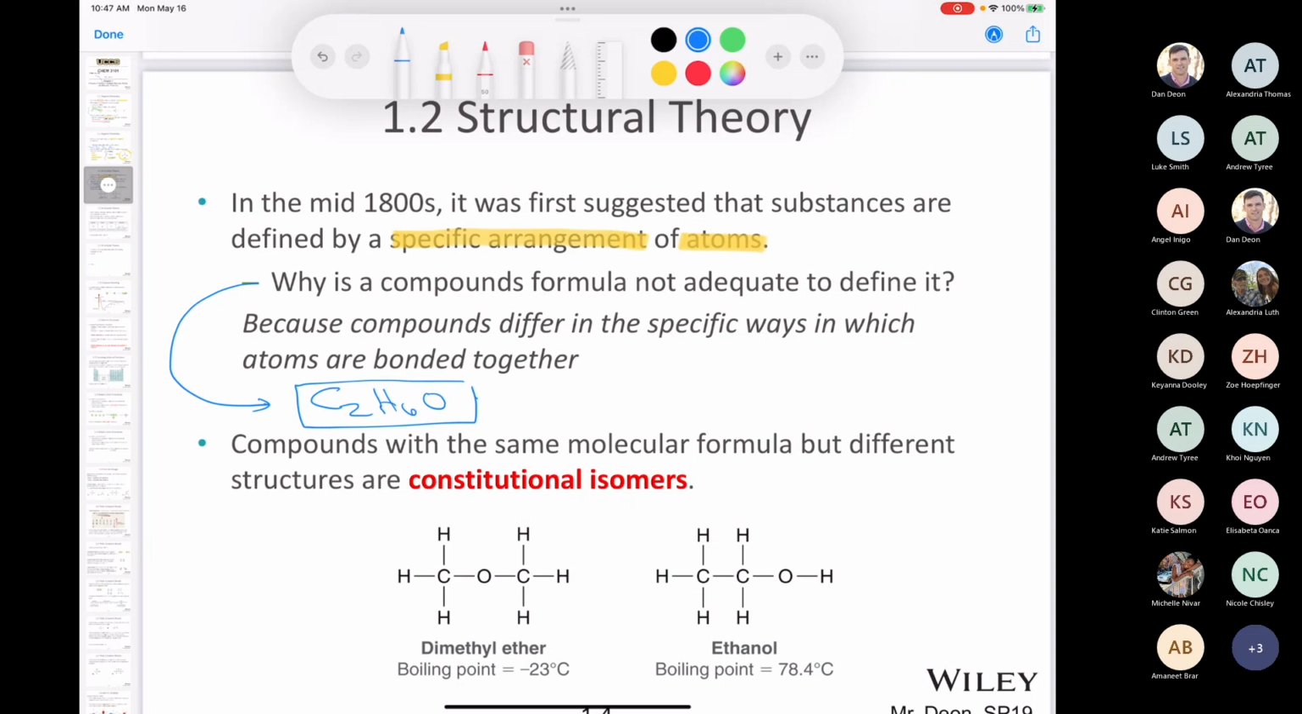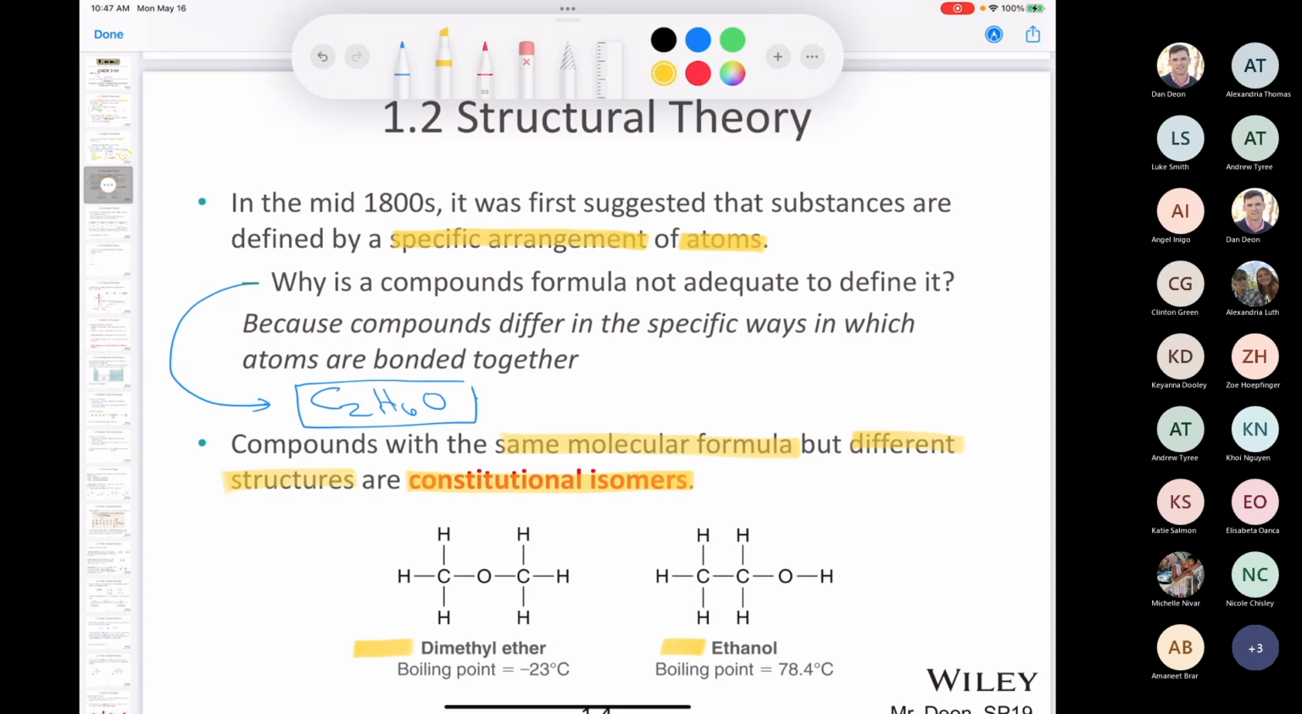Why is this just simply not enough information to describe the compound? Well, the reason why is because there's a couple of different ways whereby you can put these atoms together to make a compound. In fact, there's two different ways you can put C2, 2 carbons, H6, 6 hydrogens, and 1 oxygen together to make a compound. You can make this compound, dimethyl ether, and you can make this compound ethanol. We call those compounds constitutional isomers. Why? Because they have the same molecular formula, but they have different connectivities or different structures.